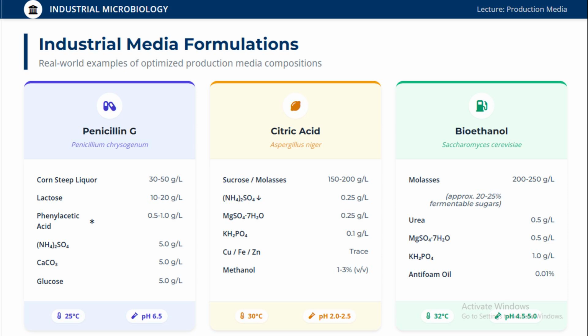Enzyme production may require an inducer containing medium, such as starch for amylase or cellulose derivatives for cellulase. Recombinant protein production in bacteria may use more defined media to improve reproducibility and product consistency. In real industry, formulations are selected not only for biological performance but also for local raw material availability, cost, sterility, waste generation, and regulatory acceptance. Thus, industrial formulations are product-specific, organism-specific, and process-specific.